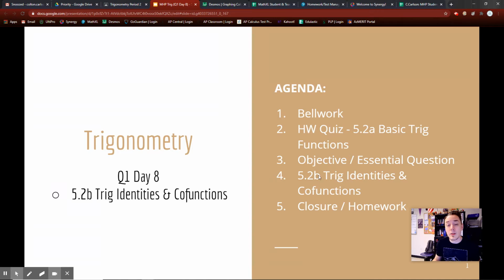Obviously, we're going to go through a couple of examples, 5.2b, trig identities. We're going to learn what cofunctions are. This is something that is brand new. Even if you're a part of my Algebra 2.2 class from last year, you did not learn cofunctions, so this is brand new to trig. We're going to go through the summary, closure. We're going to talk about your homework.